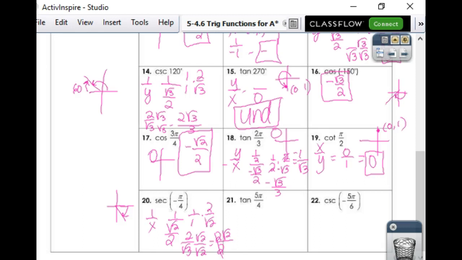5 pi over 4. Which quadrant am I in, Caitlin? Third. So in the third, what is true about x and y? They're both negative. So I know I have a negative y over a negative x, correct? X, and my reference angle is pi over 4. We know that both of the answers are the same, negative square root of 2 over 2, negative square root of 2 over 2. First of all, negative divided by negative is positive. 2 over 2 is 1.